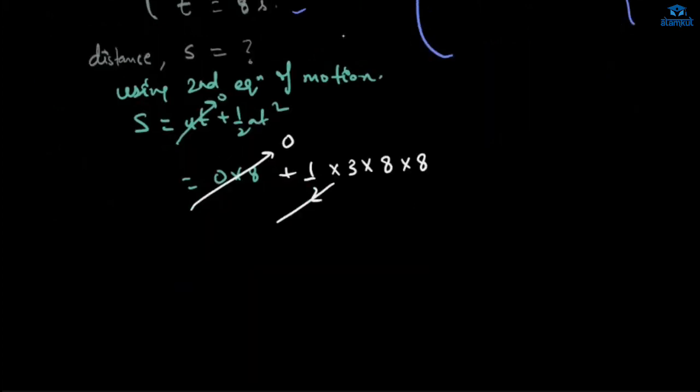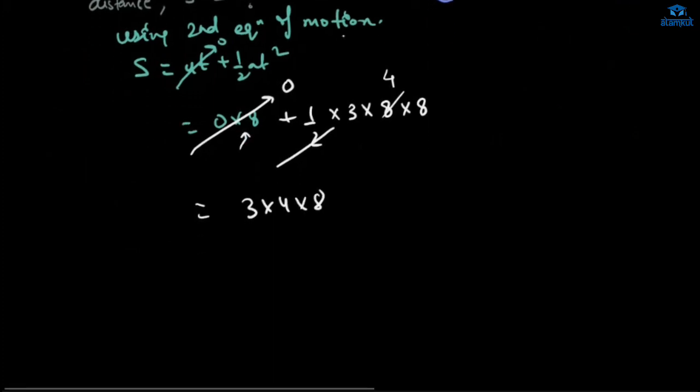Now we can cancel this 8 from 2 in 4 times. What will we be left with? 3 into 4 into 8. The first term is 0, so we need not mention it. 3 4s are 12, and 12 into 8, how much? I think it's 96. So it's 96 meter.